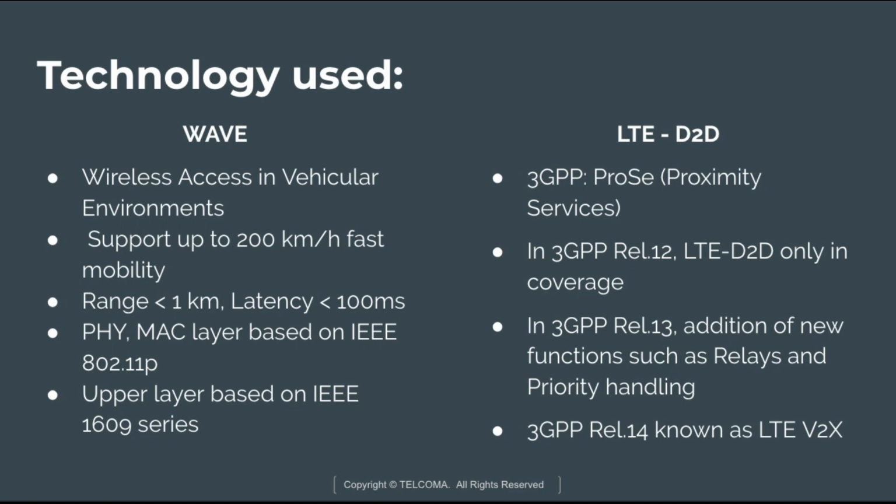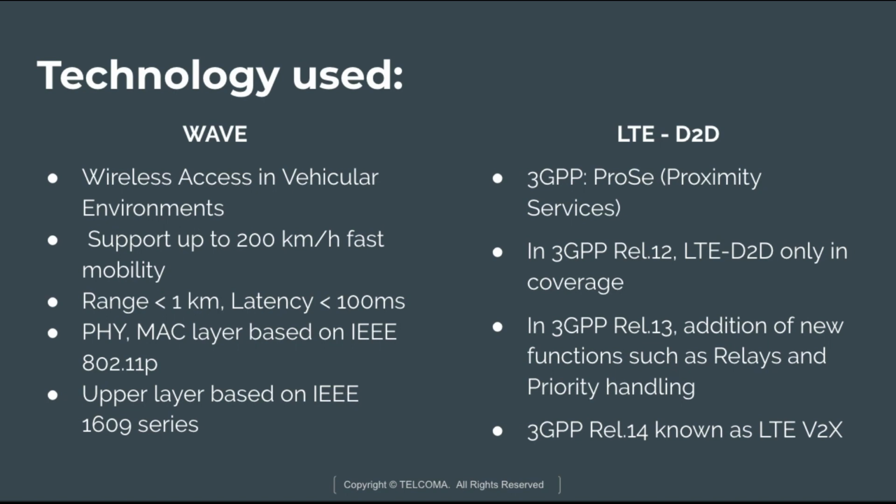Next, we will discuss the technologies used in UAV, that is WAVE and LTE D2D. WAVE stands for wireless access in vehicular environment, and LTE D2D is 3GPP proximity services, and 3GPP Release 14 is known as LTE V2X. WAVE supports fast mobility up to 200 km per hour, its range is less than 1 km, and latency, that is delay, is less than 100 milliseconds.